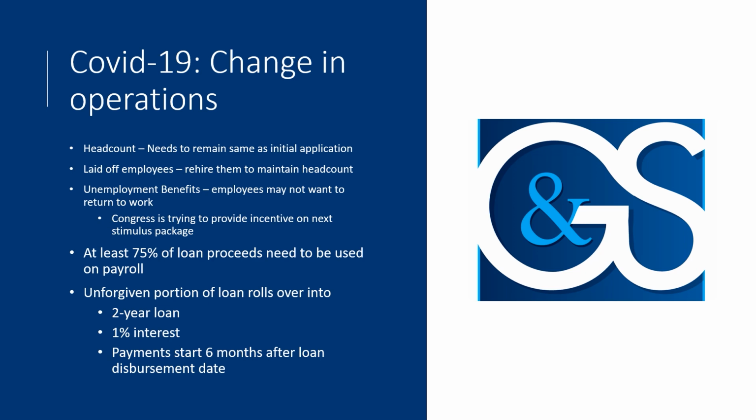Now, this might be too late for some businesses as they've got the funds right now and employees are either laid off, or don't want to come back to work. However, the SBA guidelines are very clear that at least 75% of the loan proceeds need to be used on payroll. Anything that is unforgiven will roll over into a 2-year loan at a 1% interest, and the payments will start 6 months after you receive the loan.